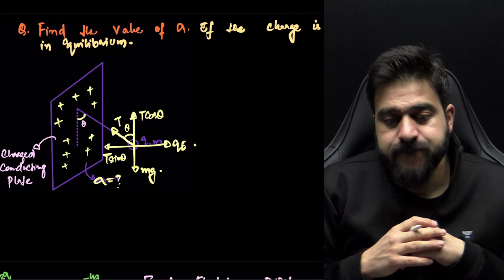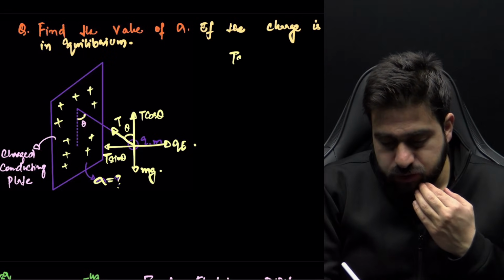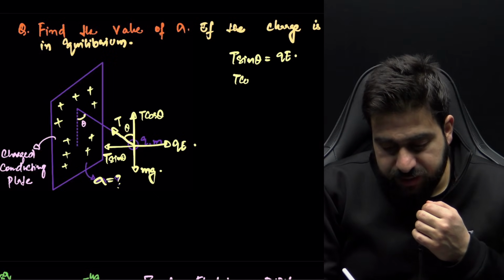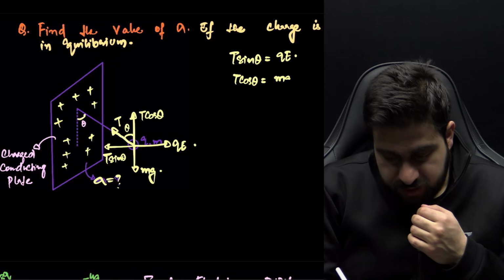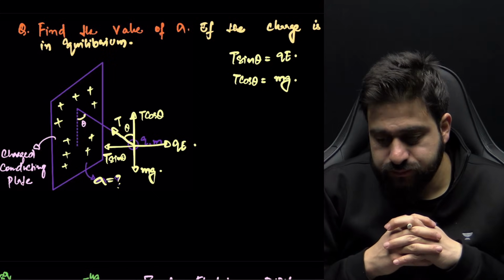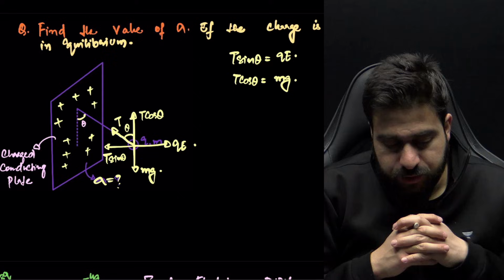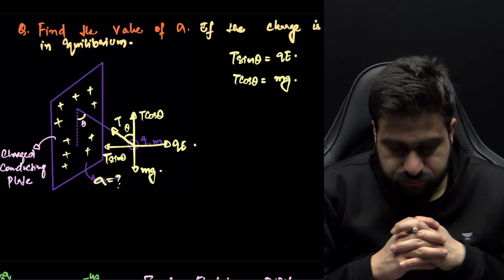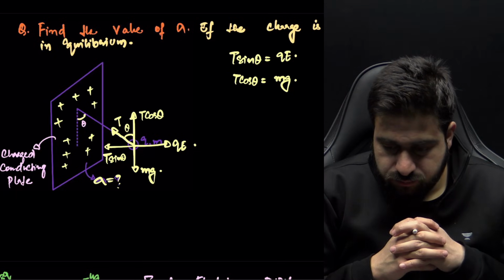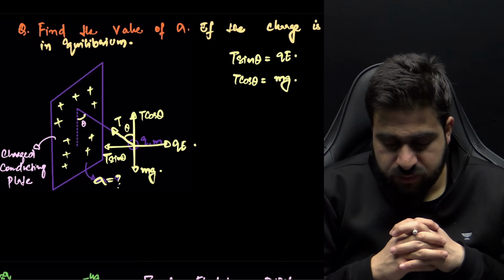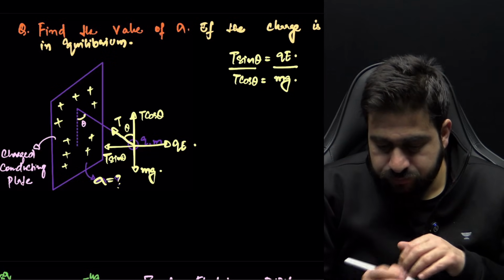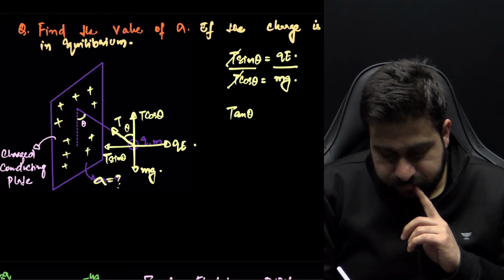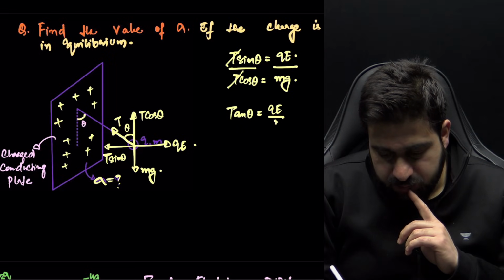Now tell me which components will be equal. T sin theta will be equal to Q times E, and T cos theta will be equal to M into G. Now divide the two. When you divide the two, T and T will cancel. Sin by cos is tan theta. It will be equal to QE divided by mg.